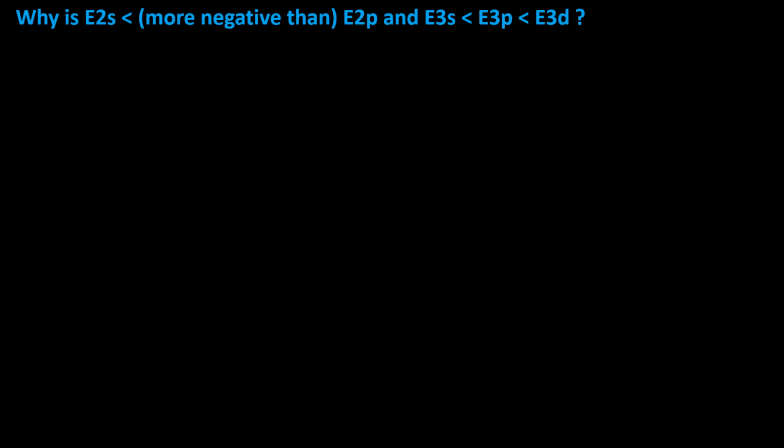So now we are going to discuss more about the binding energy, and how the shielding effect or screening effect has its impact on the filling of orbitals, on the order of orbitals. That is why the energy of the 2s orbital is less than, that is, more negative than 2p, and then 3s is less than 3p and 3d.